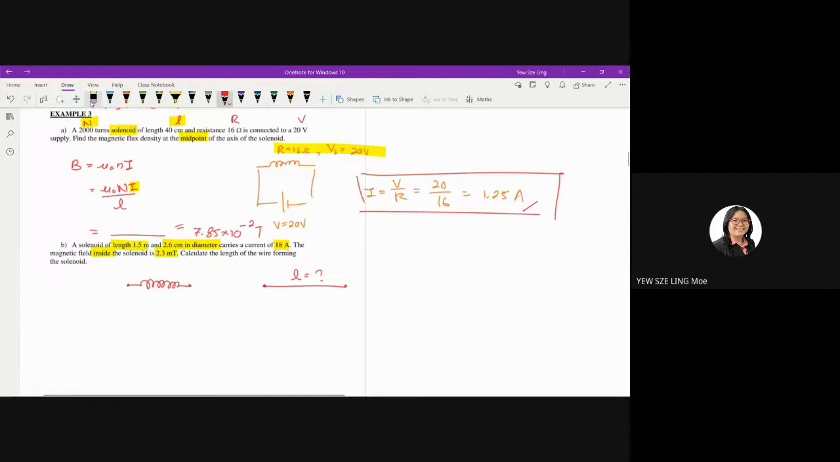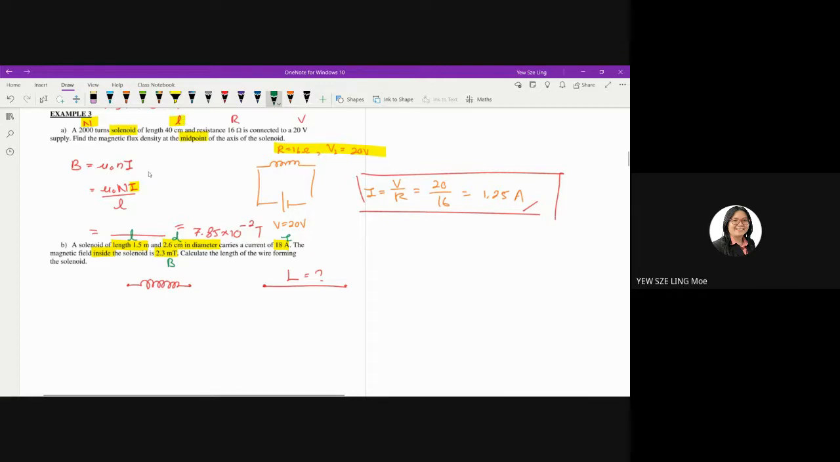I'm going to change the symbol. I don't want to use a small letter l. Capital letter L for the unknown length, because small letter l I'm going to use for the calculation of B. So I have a diameter here, D, I have a current I, and then I have B. So how am I going to solve this question?